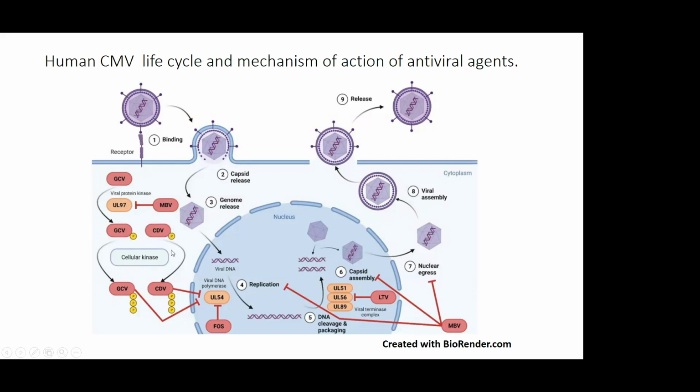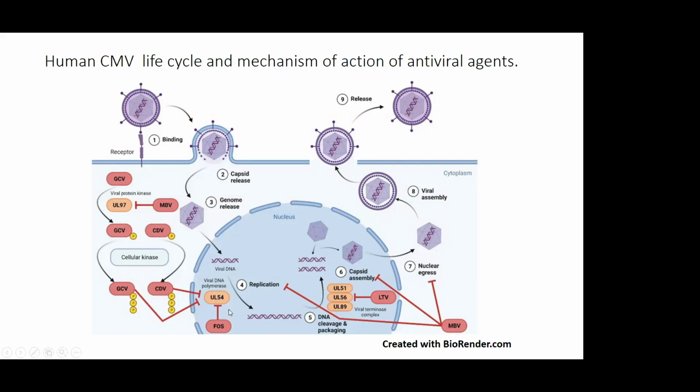So when it comes here, the cellular kinases give it 2 more groups, making it triphosphate, and then it acts on the UL54. Foscarnet, on the other hand, as I said, is a pyrophosphate analog, and it doesn't need phosphorylation by the cell, and it doesn't need phosphorylation by the virus. It goes straight away and acts on that.